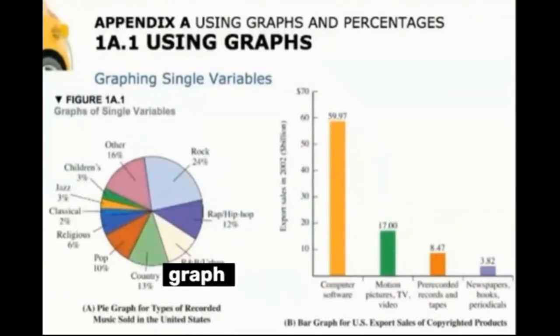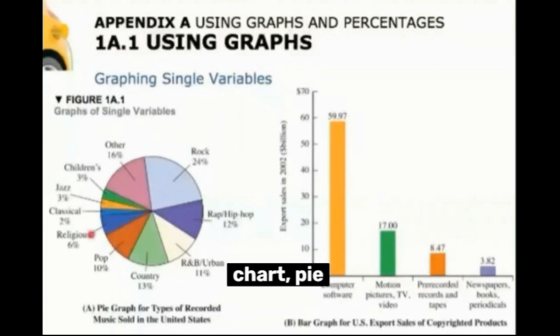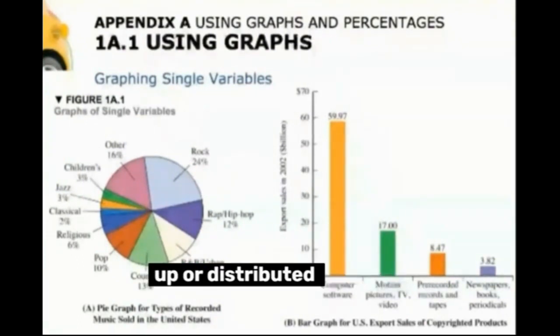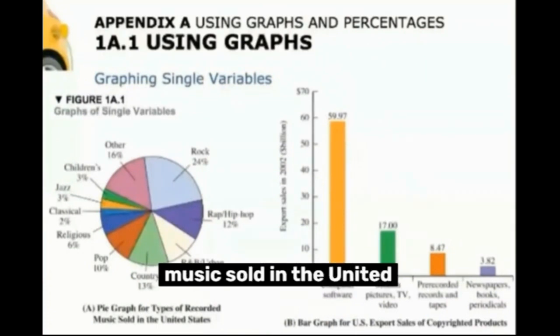Now, there are lots of different types of graphs. Suppose we're trying to graph a single variable. Well, we could do that in many ways. One, we could look at a pie chart. Pie charts look at one variable and how it might be split up or distributed between different types of that variable. In this example, we're looking at the types of recorded music sold in the United States.